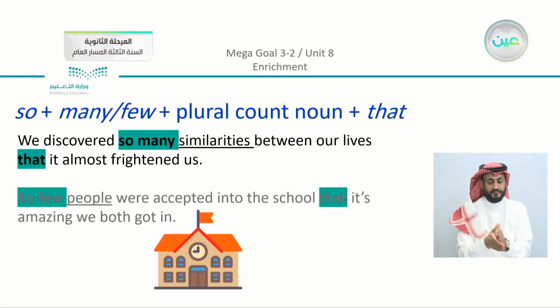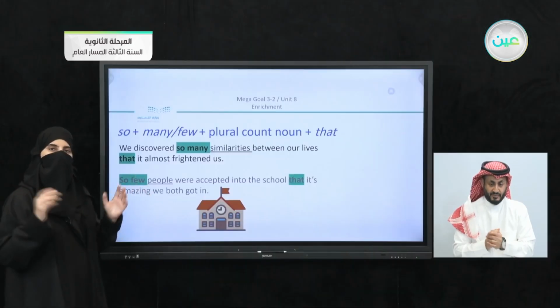We also studied using so with many or few plus the plural count noun plus that. So let's just recall what we have here. We discovered so many similarities between our lives that it almost frightened us. Another example, so few people were accepted into the school that it's amazing we both got in. So you can see that we have here the complete structure in a complete sentence.